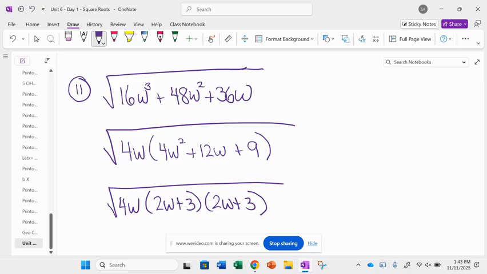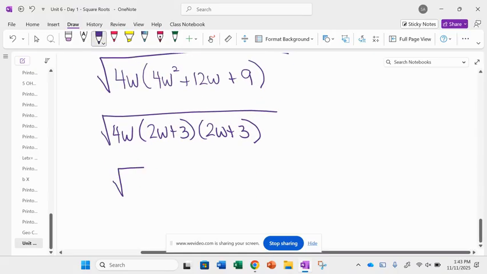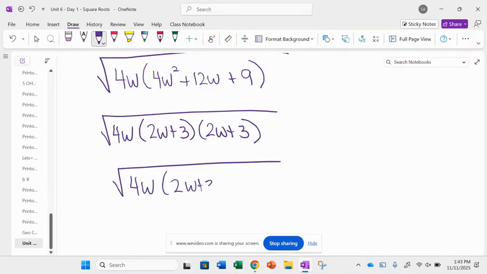See how this is all multiplication between these? And you also see that this is the same as saying 4w times the quantity of 2w plus 3 squared. All right, I can treat them separately between the multiplication sign, right?